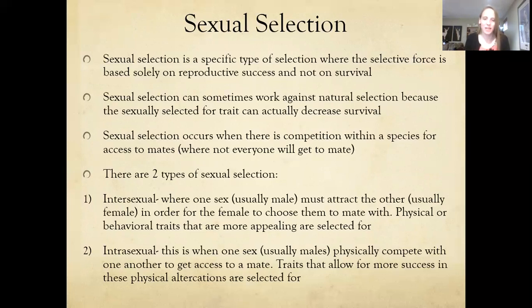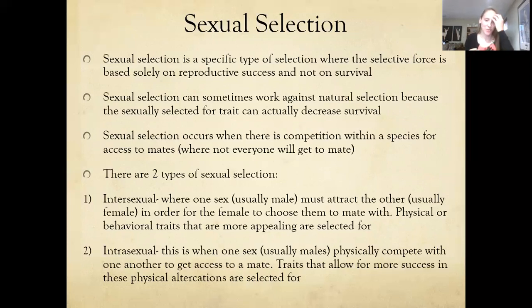There are two different types of sexual selection. It can be intersexual selection or intrasexual selection. Intersexual selection is where one sex, usually the males, has to try and attract the other sex. This could be with physical features or with behavioral traits. So it might be like the bird with the brightest colored feathers is the one that gets the females, or it could be the one with the prettiest song gets the females. So it could be physical or behavioral.